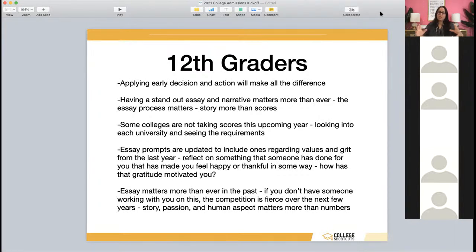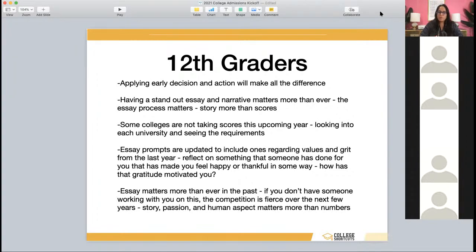So I just want to make it very clear for 12th graders. I know we've got some families here that have 12th graders. There's nothing more important right now than making sure that you have a very clear narrative. You're very clear about where you want to go, why you want to go there, and you are able to eloquently express yourself of exactly why you want to be there.